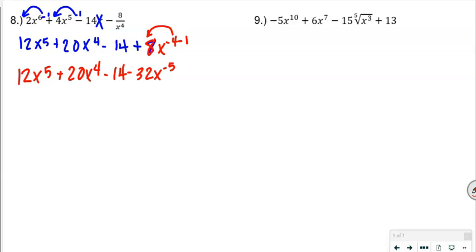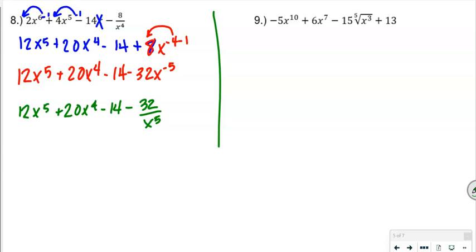X to the negative 5, so we're going to take this one more step down: 12x to the 5th plus 20x to the 4th minus 14 minus 32 over our x to the 5th. And again, that's because it's negative, so it's got to go to the denominator. All right, let's work on number 9.